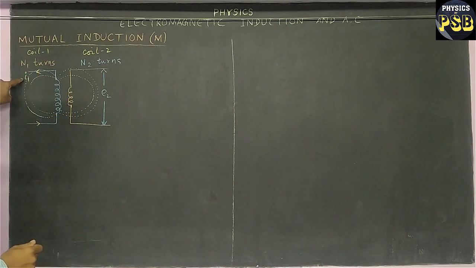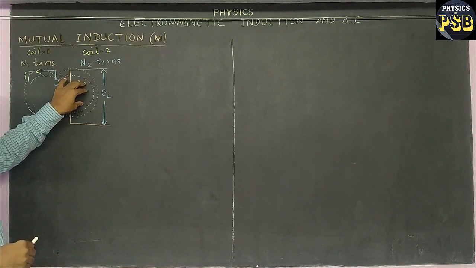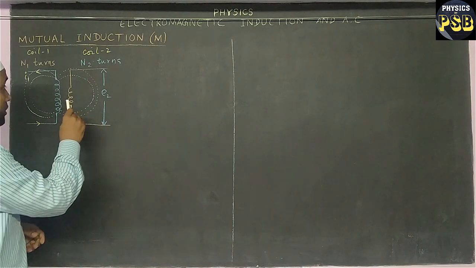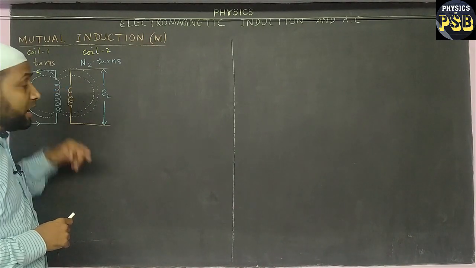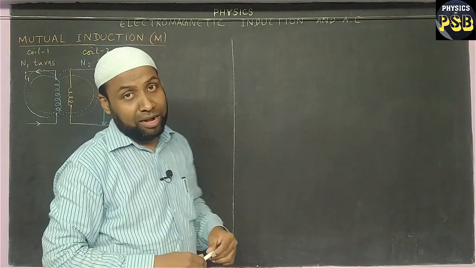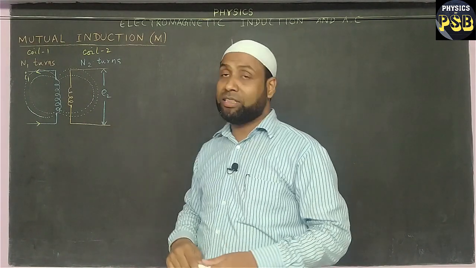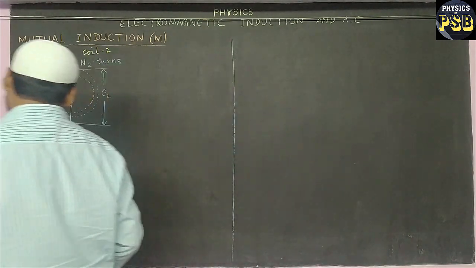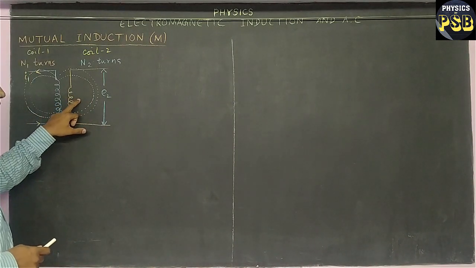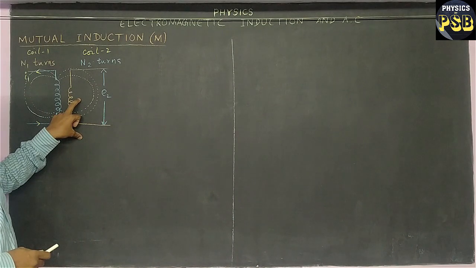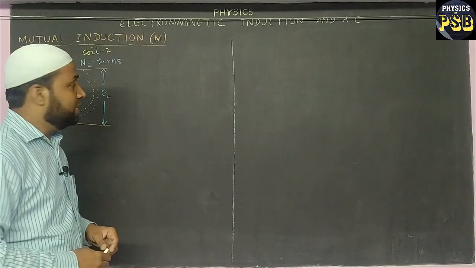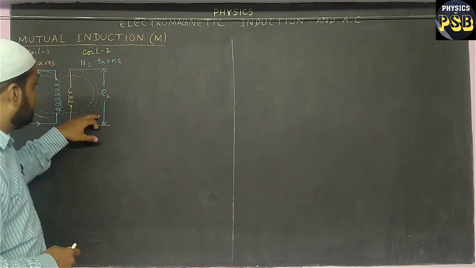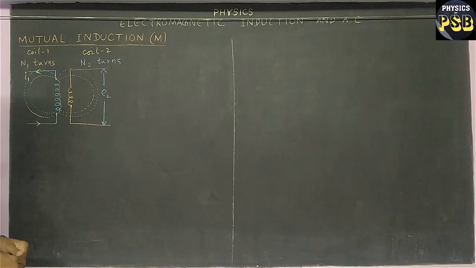Suppose the current I1 changes with time, then the magnetic field will also change. The magnetic flux linked with the second coil, here magnetic flux means the number of magnetic field lines crossing per unit area of the second coil, when it changes, induces an EMF in that coil. That EMF is referred to as mutually induced EMF, and it is represented by the letter E2, as you can see here.